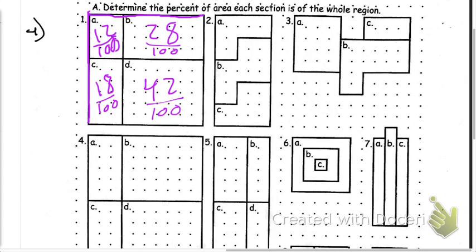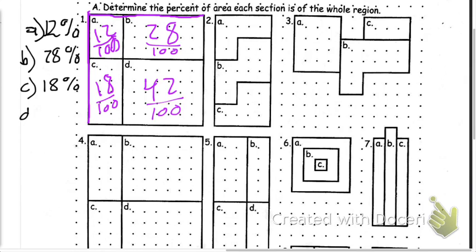So part A would be 12%. Part B would be 28%. C would be 18%. And D would be 42%.